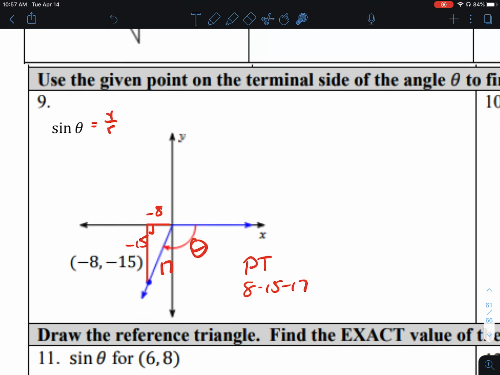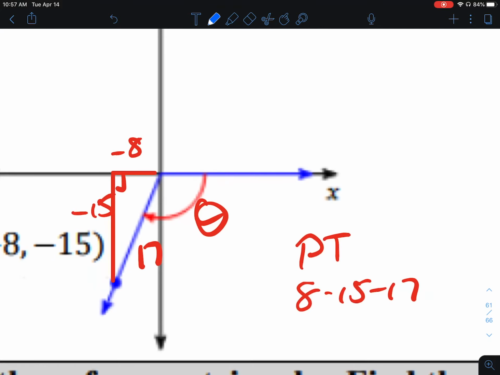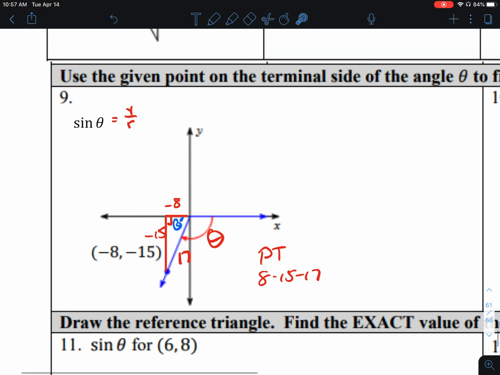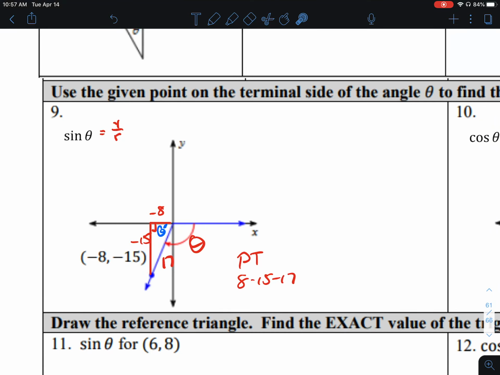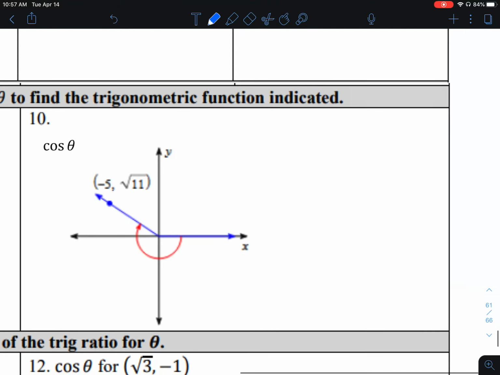So the angle that we use, even though this is the angle theta, you always use the reference angle, and that reference angle is called theta prime. It's not entirely 100% important that you know that right now, but cool if you did. So what is sine of theta prime? It is the y value over the r value. So that's negative 15 over 17. Done.